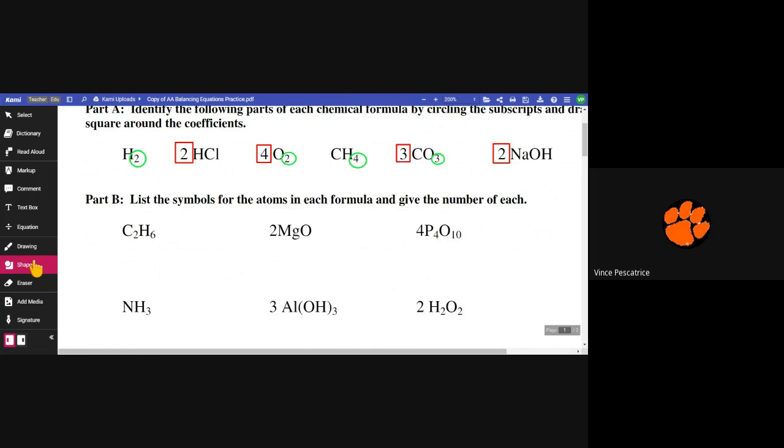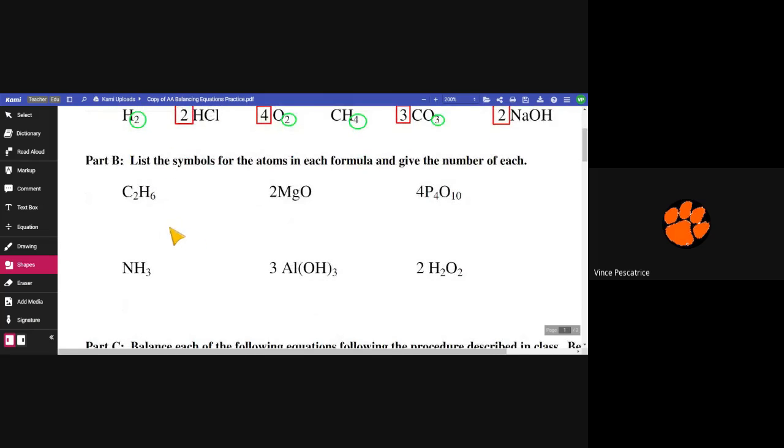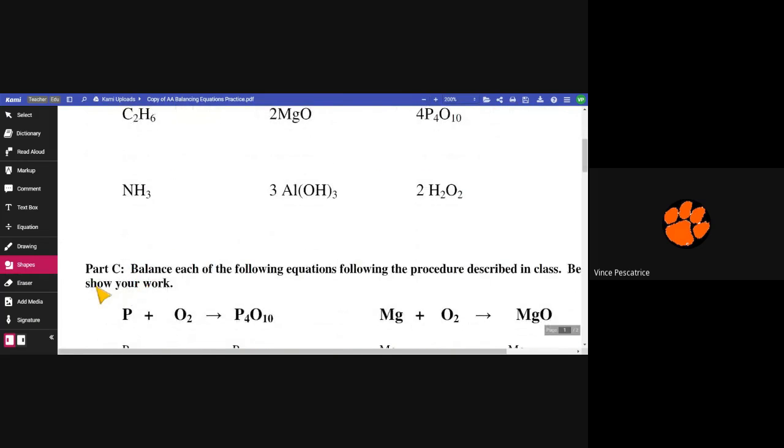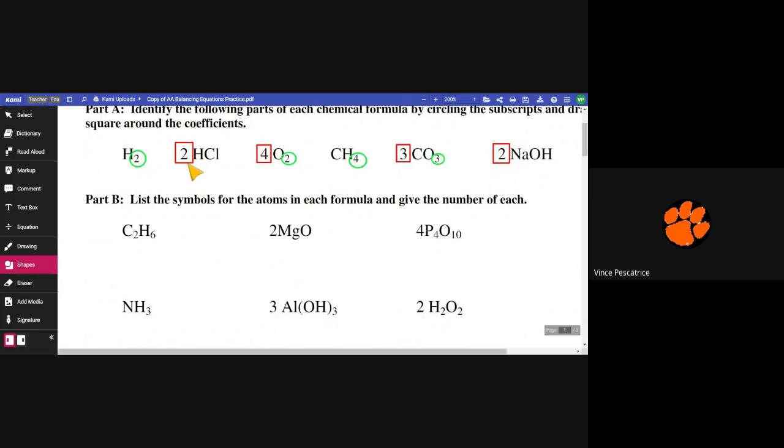All right. Part B. So now you know what those are. That should have been something we went over a while ago. A list of symbols for each atom in the formula, giving the number of each. Now, this is the most important skill we're going to learn before we get to part C. Okay? So you can identify the subscripts and the coefficients, right? Now we need to know how much of each one there is.